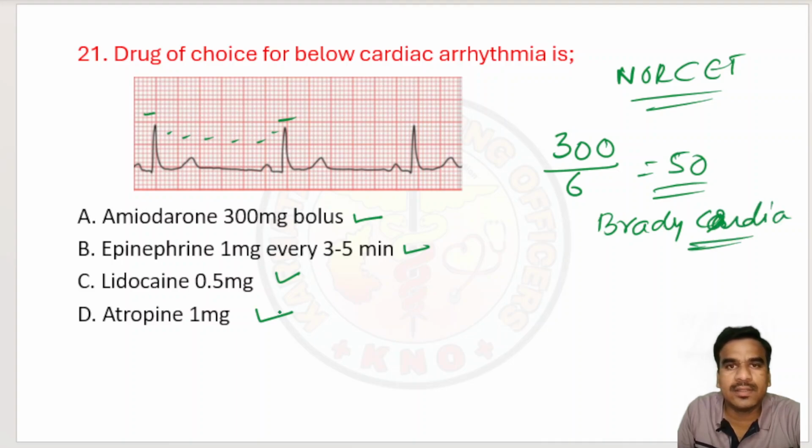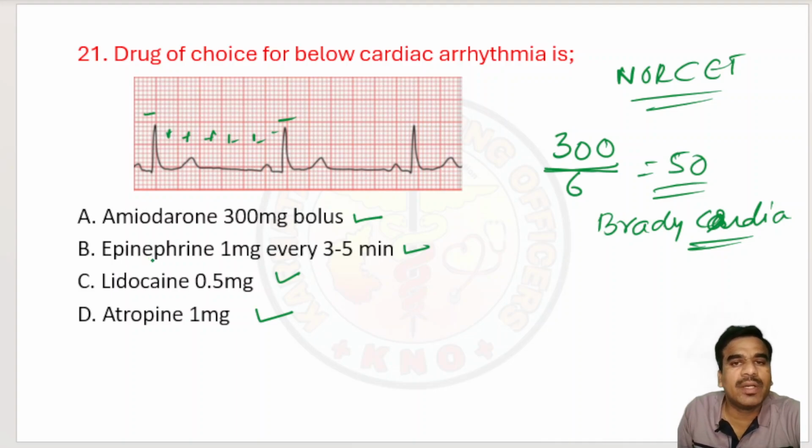So we can consider this as bradycardia. I told you once again, one more picture is there. I will show you. The number of boxes between the RR interval we have to calculate, then 300 divided by the number of boxes.